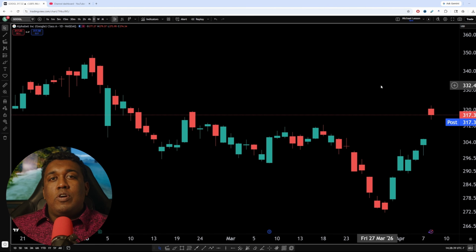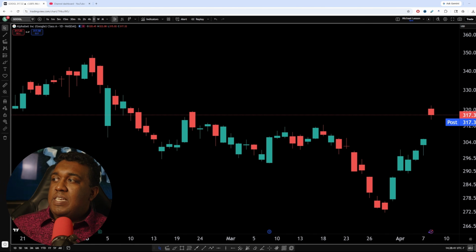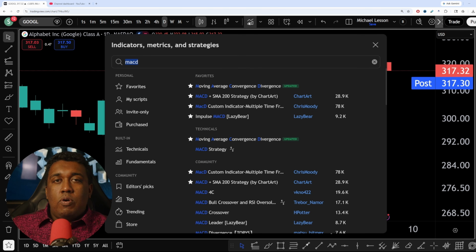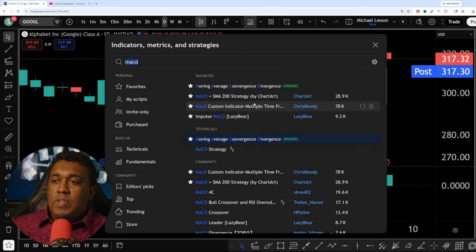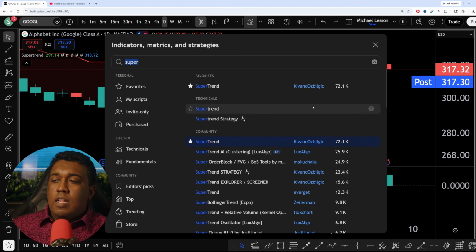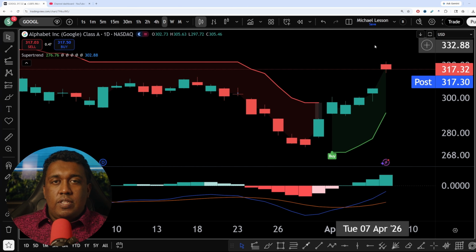Now for this guide, we're going to be using the Google chart today, but I'm going to zoom in at 175% just so you guys can see what I'm doing. Following that, I'm going over to indicators, metrics, and strategies, and we're going to be adding on two separate indicators. The first one is going to be the MACD right here. The second one is going to be called the Supertrend, and it's the Supertrend by Keyvon. A lot of you guys have seen me do some strategies using this before.